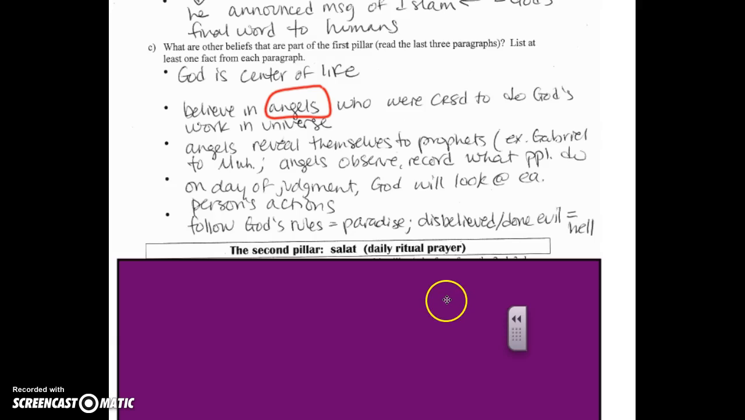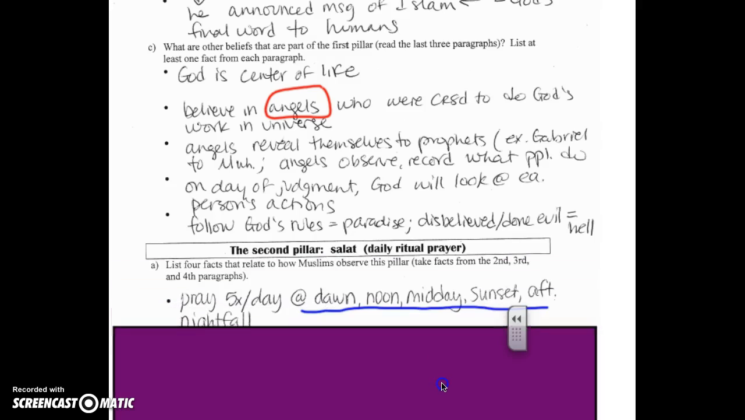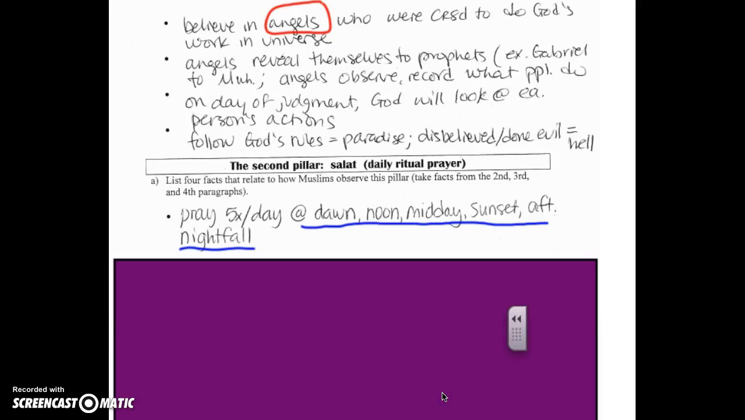All right, second pillar, ritual prayer, daily prayer. Okay, this fact, I underlined the different times when Muslims pray. So a lot of people wrote that they pray 5 times a day, and to be more specific, you could add in the specific times of day that they pray. Okay, so I'm all set with page 1. Whenever you are good to go on page 1, you should move on to page 2.